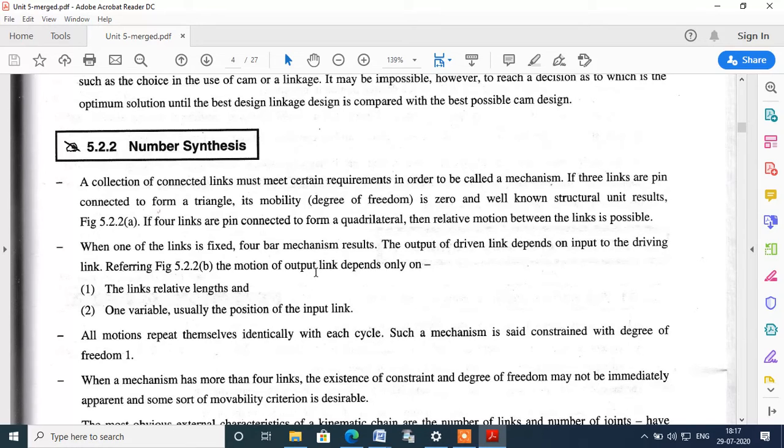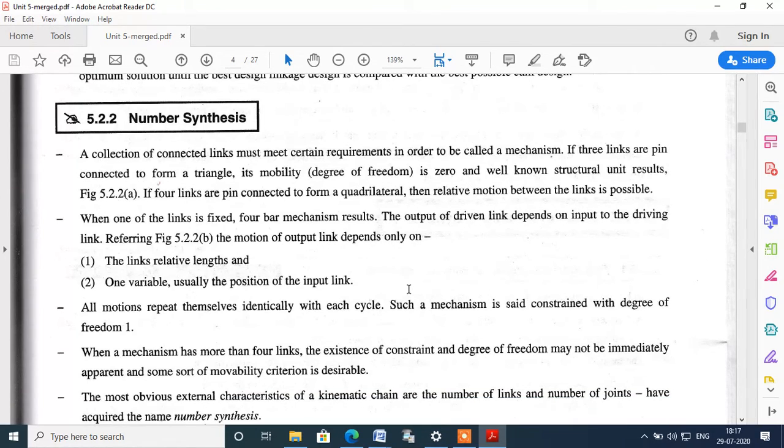Here, when one link is fixed, a 4-bar mechanism comes into the picture, and the output of the driven link depends on the input of the driving link. The motion of the output link depends only on the links' relative lengths and one variable, usually the position of the input link. So we have studied this mechanism in TOM 1, theory of machines 1. For a mechanism, one link should be fixed, then and only then is it known as a mechanism.